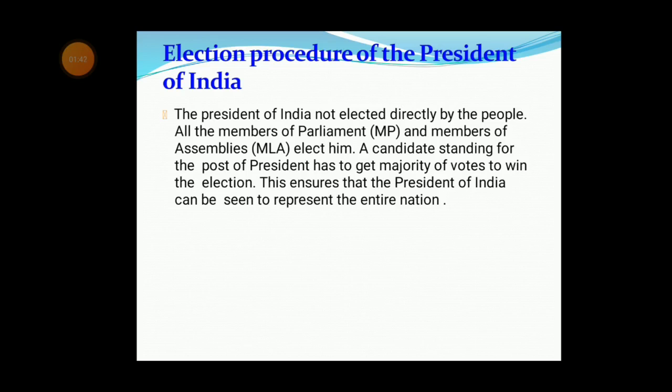Their names will be given in the Parliament. There they are supposed to secure a majority of votes, and when they win, they will be declared the President of India. They can be seen as the representation of the entire nation, that is India. So this is how the election procedure of the President is.